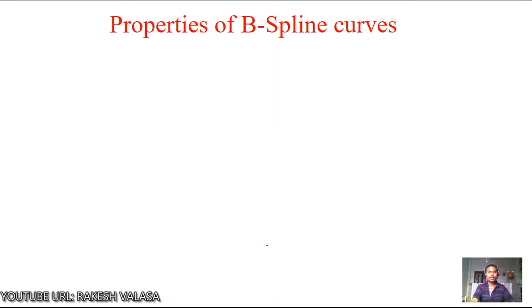Let us see the properties of b-spline curves. The sum of b-spline basis functions at any parameter u equals 1. Already we discussed this in the previous slide.